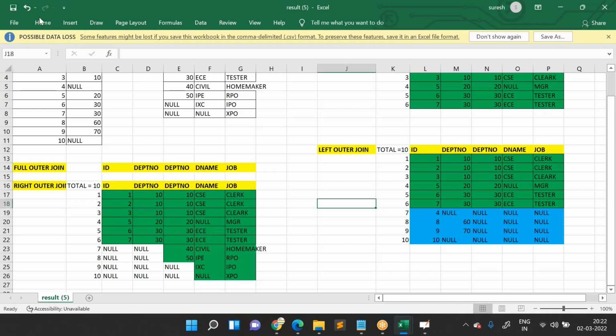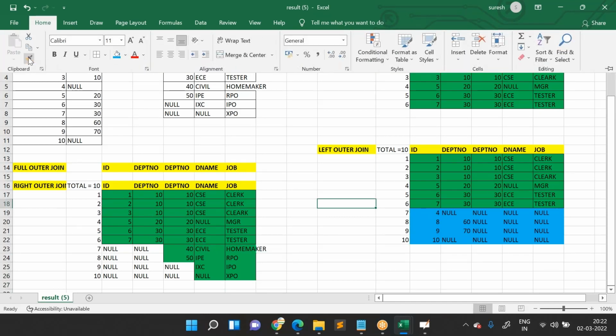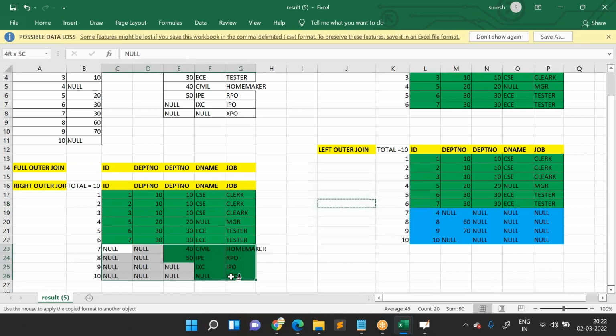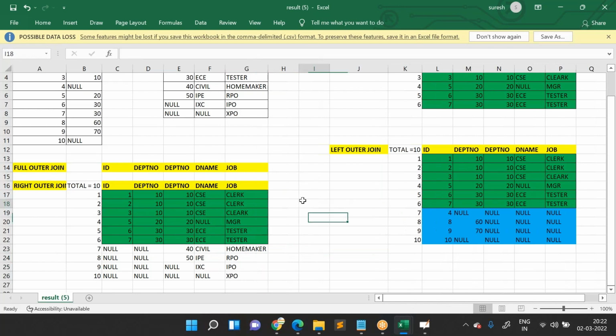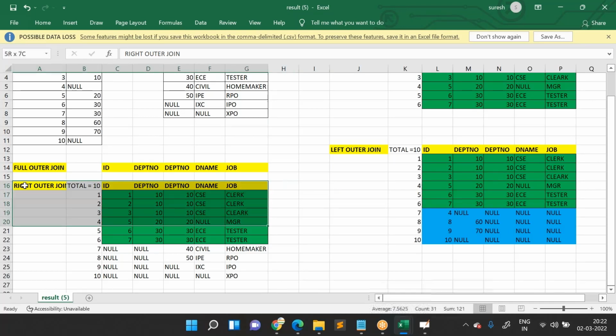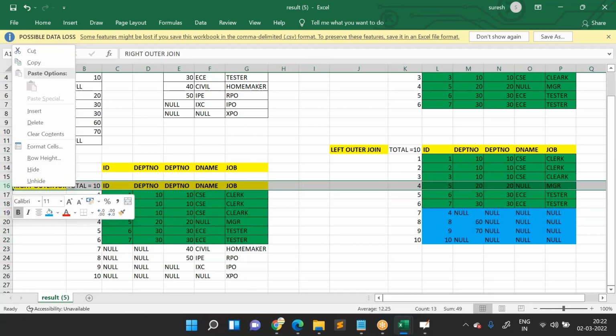So this is the output for the right outer join. Is it clear how the nulls are coming, how the values are coming? Now the same way, I'm just moving this data a little down.